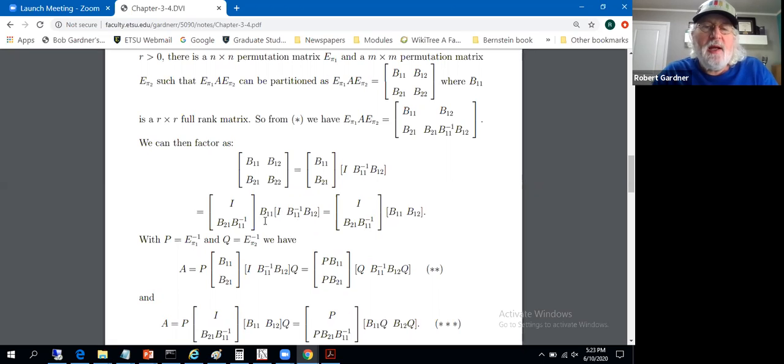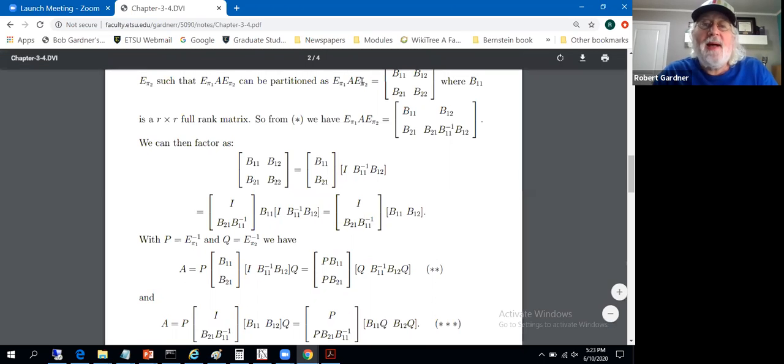And when I multiply here, we've got this matrix and its inverse, leaving us with the B12. So this matrix of B's can be represented in two different ways. It's these two I think we're interested in, where we've got an identity in the right-hand partition matrix, and here we've got an identity in the left-hand partition matrix.